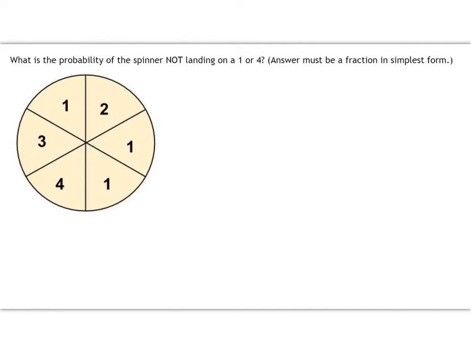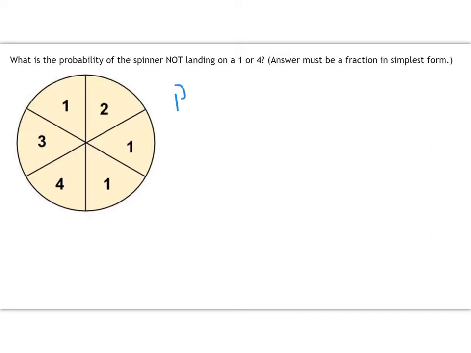All right, this is a review of yesterday's classwork on probability, and I pulled out the problems that we did the lowest on, or the worst on. So the first one is, what is the probability of the spinner not landing on a 1 or a 4?